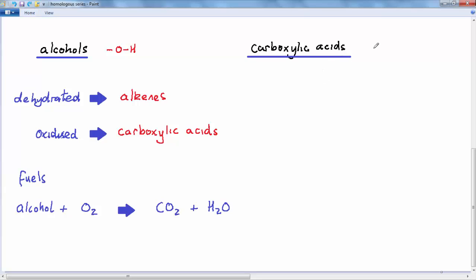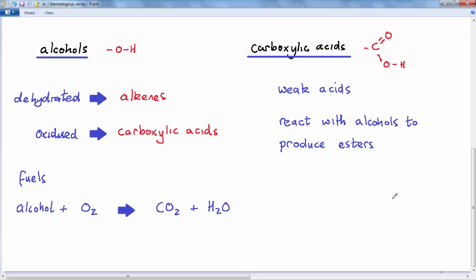Next we have the carboxylic acids. These are characterized by the carboxyl group, which is C double bond oxygen, then O and H, hydroxyl group, where the carbon is joined to the oxygen by a single covalent bond and the oxygen to the hydrogen by a single covalent bond. Okay, as the name suggests, these are all acids. They are weak acids, and they will react with alcohols to produce esters. So there we have it.